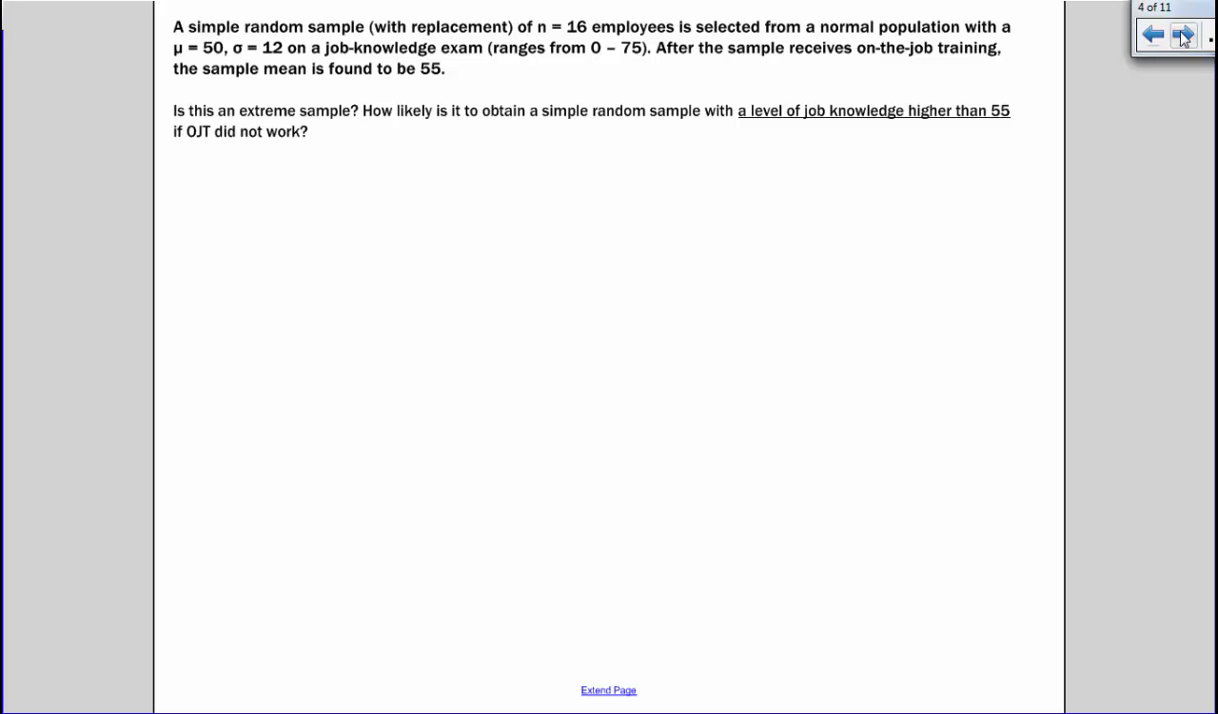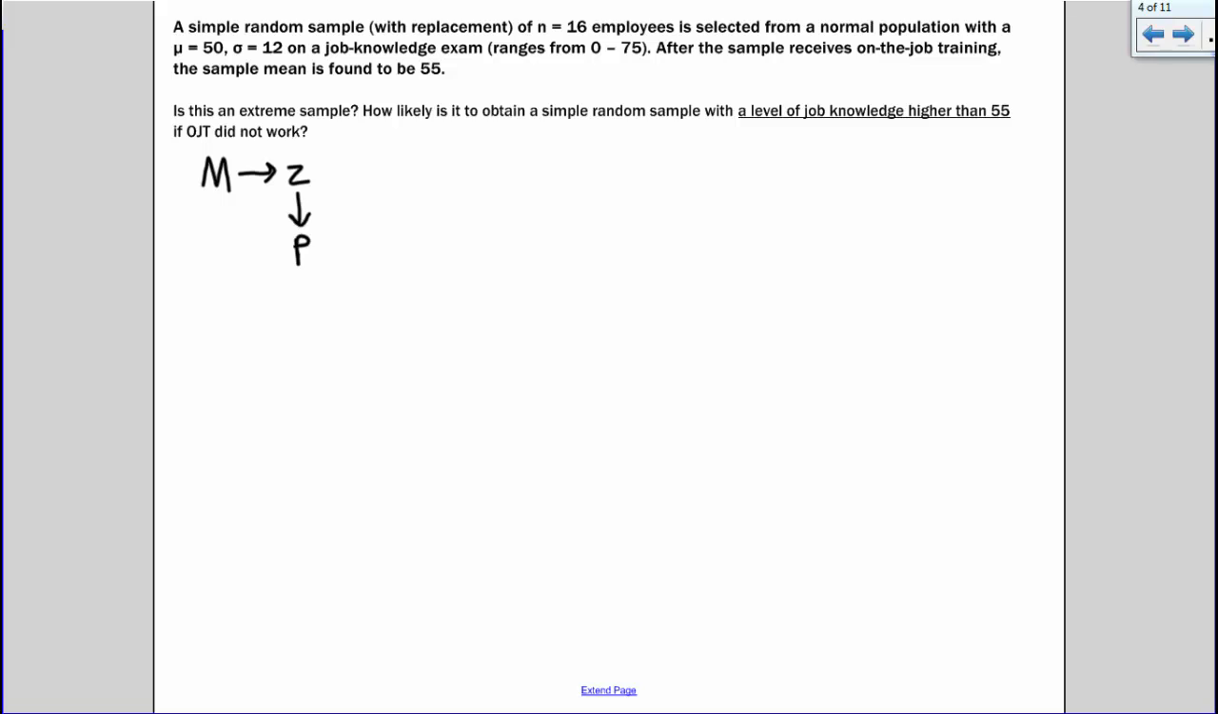And then we're going to look at the probability that you would get a random sample of 16 that had job knowledge higher than 55 if on-the-job training didn't work and any differences are just due to chance. All right, so when we're doing this, we have our sample mean given to us. We need to find the z-score, and then we need to use that z-score to go to the unit normal table. So between the mean and the z, we need to use a formula, and between z and p, we need to use the table.